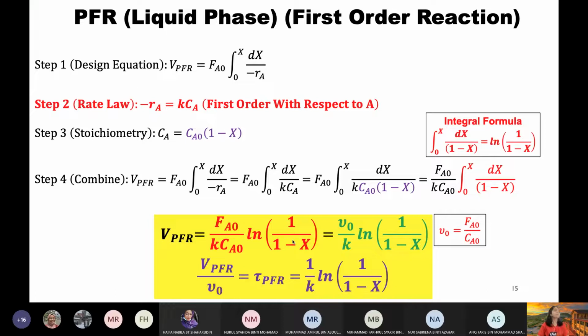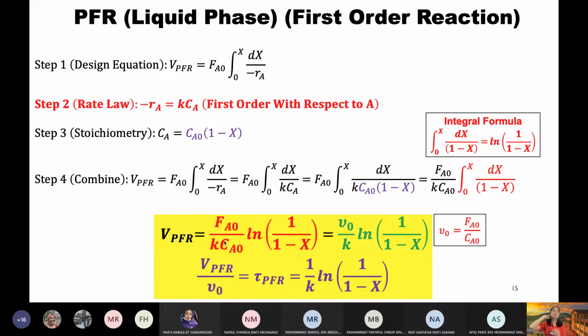Maksudnya, katakan you want to find the volume, you are given information Fa naught, k, Ca naught, X, you can find volume, or vice versa. Let's say you are given volume, Fa naught, k, Ca naught, kamu boleh cari X. Vice versa juga. Maknanya katakan dalam equation ni, satu unknown kamu disuruh cari, the rest information you are given.